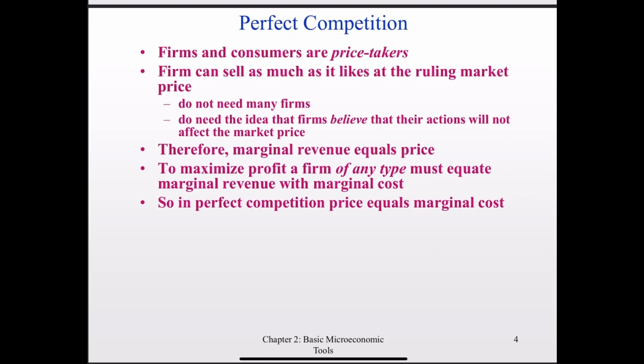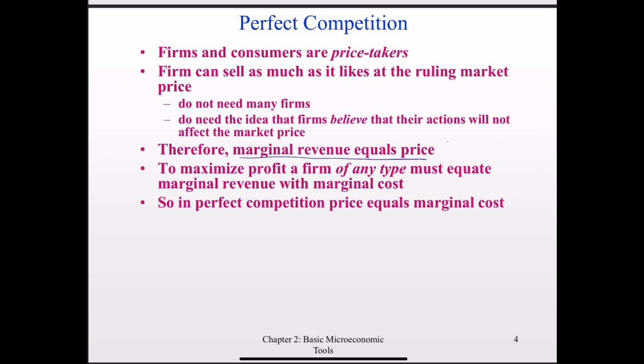Okay, let's move on to perfect competition. In a perfectly competitive market, both firms and consumers are price takers. It means that firms can sell as much as they want at the prevailing market price. In other words, they have no market power, so they cannot raise their price, right? Interestingly, we do not need too many firms for perfect competition to exist. What is crucial is that firms believe that their actions will not affect the market price. In this scenario, marginal revenue equals the price.